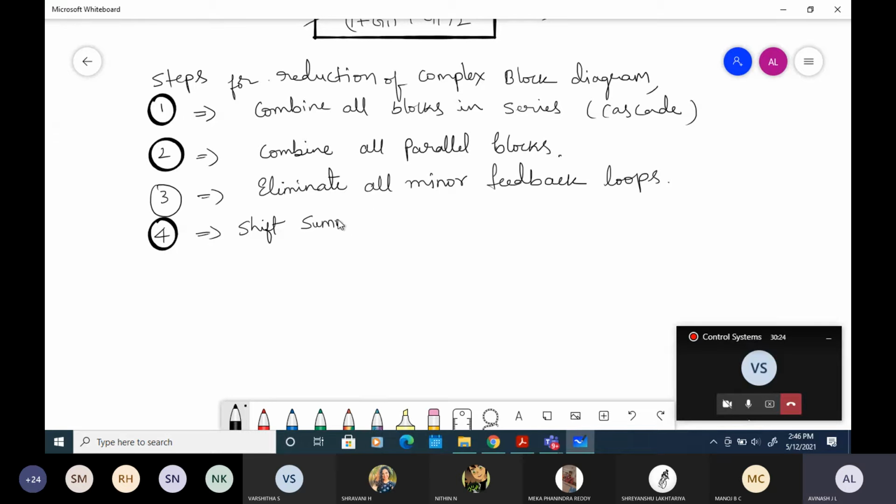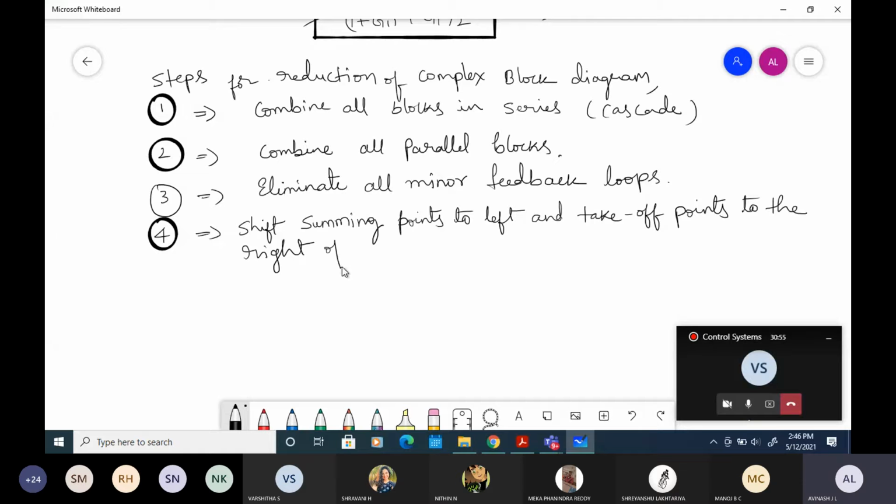Shift summing points to the left and take off points to the right. Take off point to the right of the major loop.